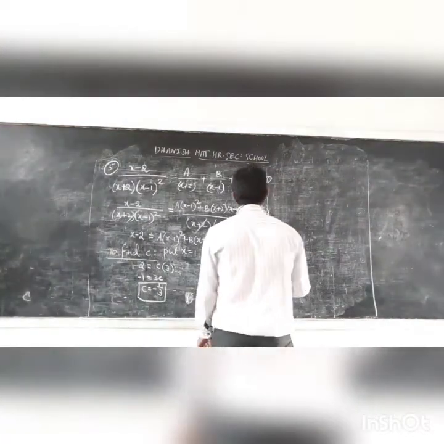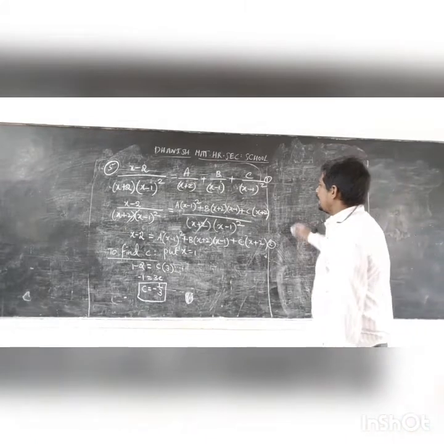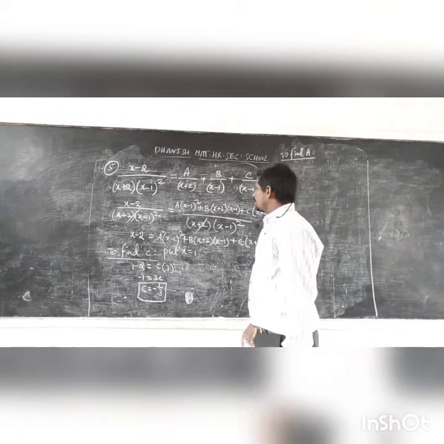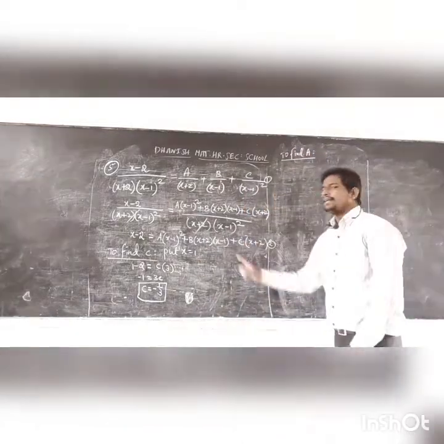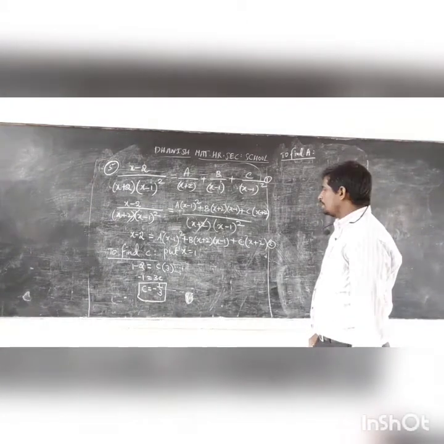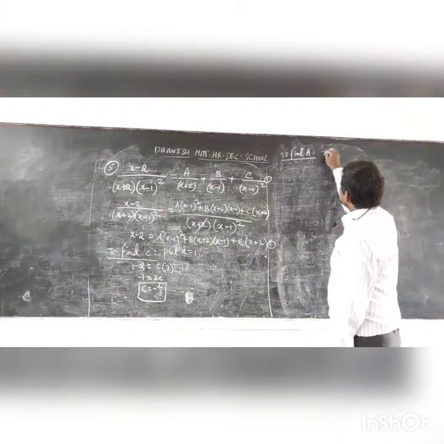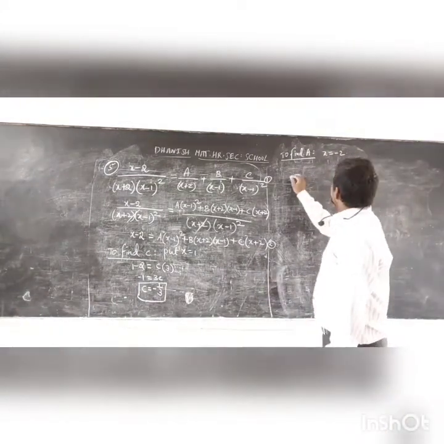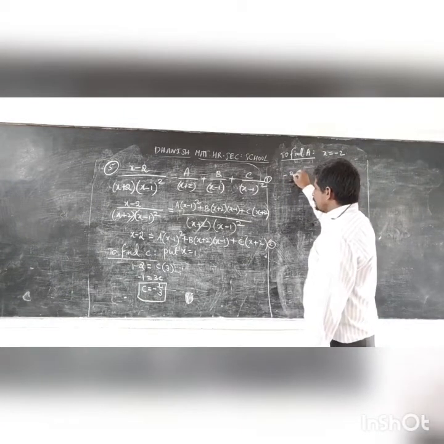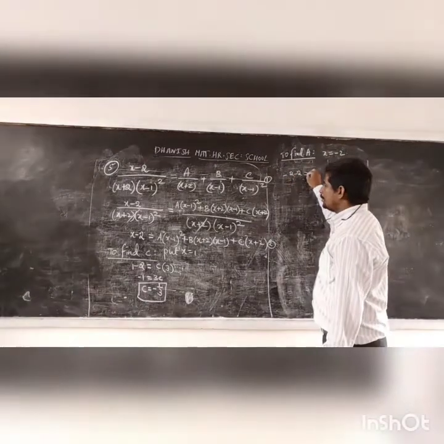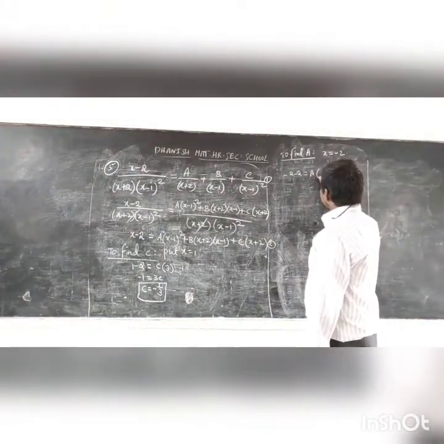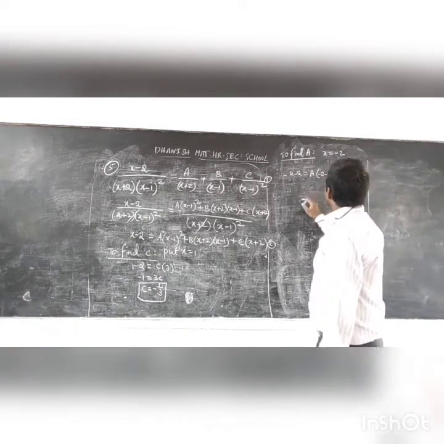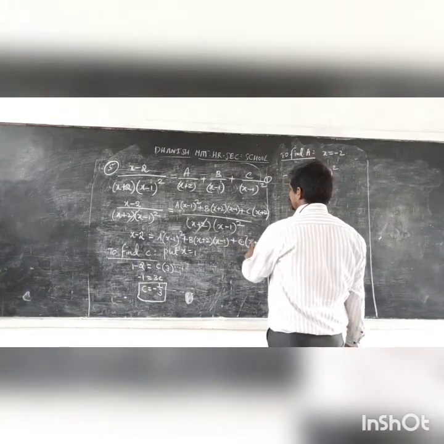Now I'm going to find a. To find a, look at the b and c term. Here we have x plus 2 as the common factor. So I'm going to put x as minus 2 in the equation number 2. So minus 2 equal to a into minus 2 minus 1 whole square. Then these two terms will become 0.